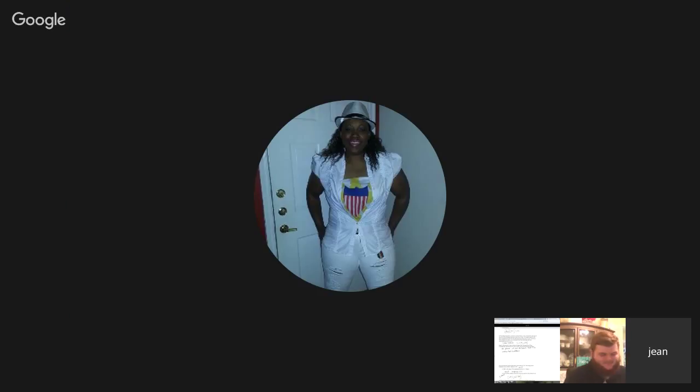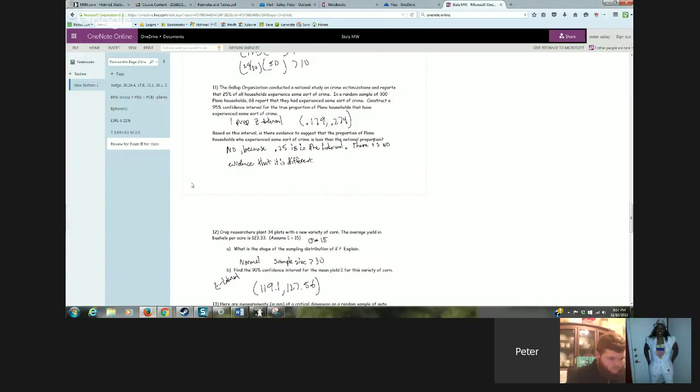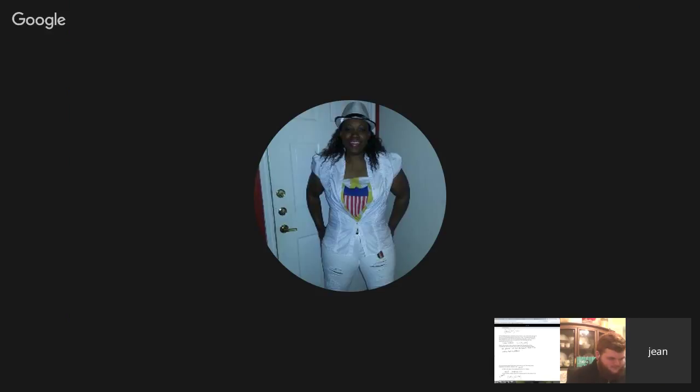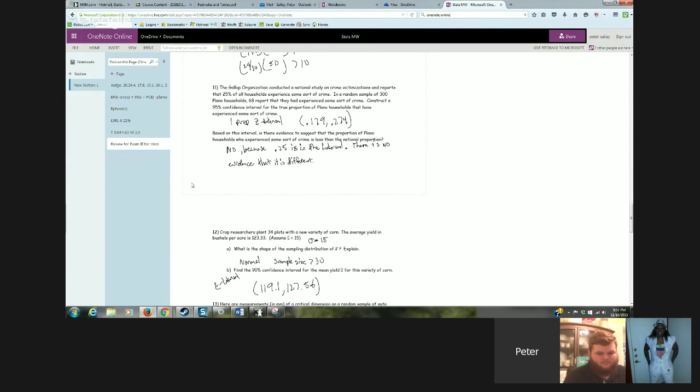Can we use the margins? Because I try to squeeze it in, but I'm having a hard time seeing what I'm writing. That's what we got the back of the paper for too. Oh, okay, well then I'll use the back.